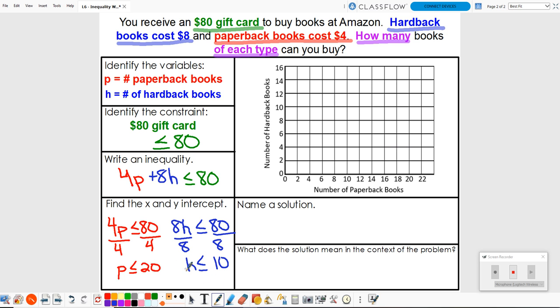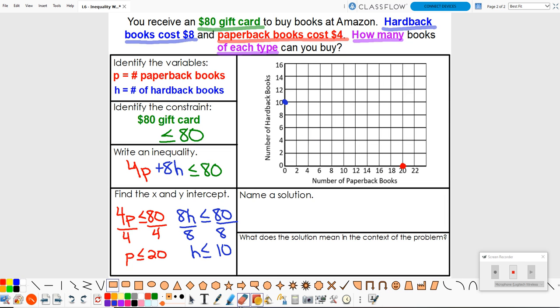Okay, so these are my x and y intercepts, and you might be thinking, wait a second, it's a p and an h, but that's okay. We're going to use our labels here to help us out here. So my number of paperback books, we know that p has to be less than or equal to 20, so on my paperback axis, I'm going to put a dot there at 20. And then for my hardback books, less than or equal to 10, I'm going to come over here to this axis, and I'm going to put a dot at 10.